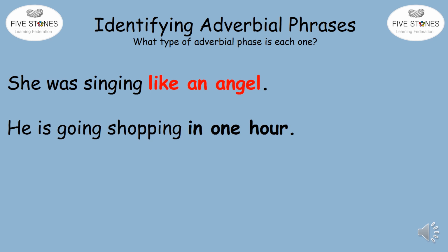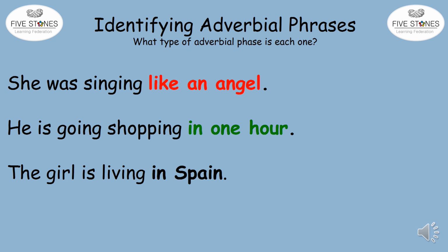He was going to the shops in 1 hour is our adverbial phrase, but what type is it? It is telling you when or how often they're going. So they are going in 1 hour. And then finally, the girl is living in Spain. So in Spain is our adverbial phrase, but that is telling you where they are living.